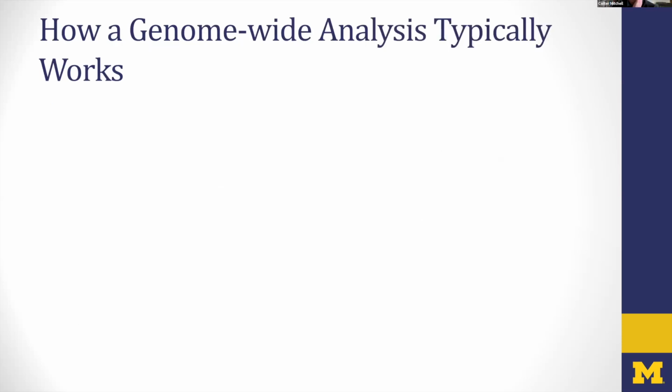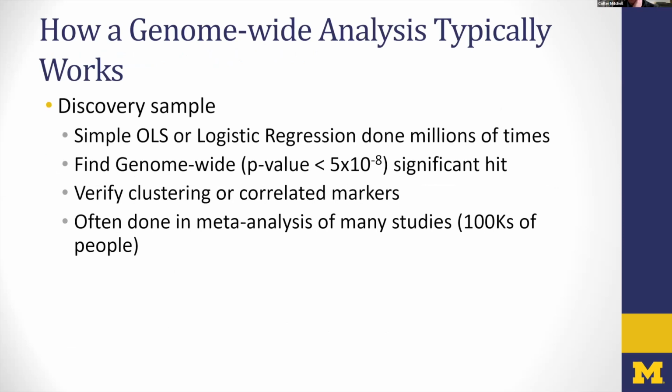So here's briefly how a genome-wide analysis typically works. You start with a discovery sample, and this is very simple: ordinary least squares or logistic regression done millions of times. We might have 5, 10, 11, 25 million genetic measures that we have to test. To account for the multiple testing, we'll use a p-value that's not 0.05, it's 5 times 10 to the negative 8. And we take anything that's more significant than that, so a smaller p-value.